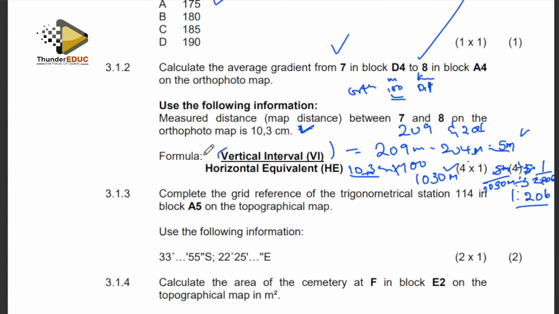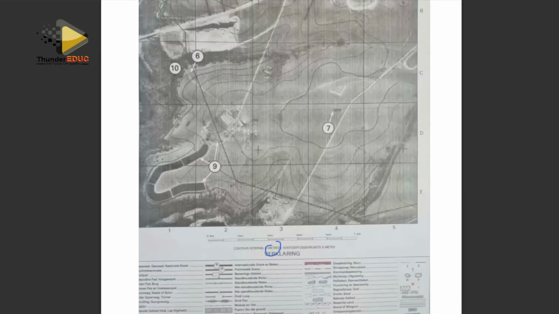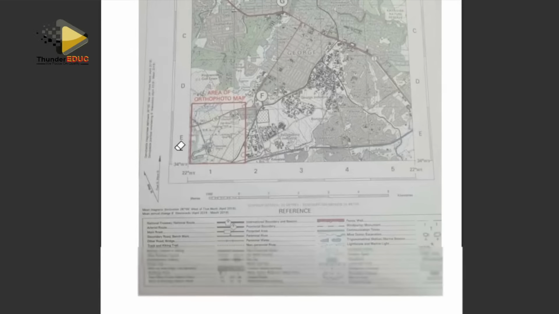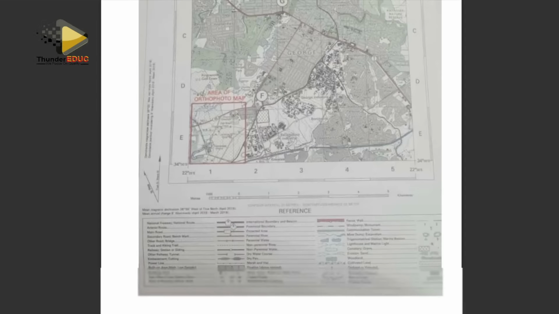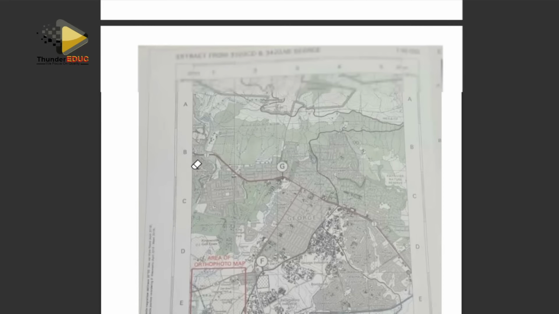We got the next one. They say, complete the grid reference of the trigonometrical station 114 in block A5. On which map? Topographic. This is the key aspect here. We go to the map, we look for 114. 114 is A5. We come here, 114 is A5.